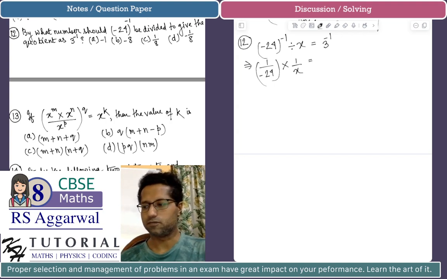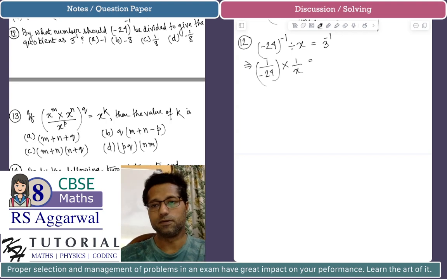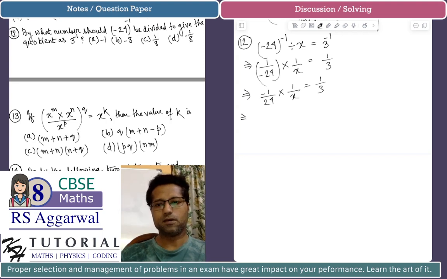3 raised to the power minus 1 means reciprocal of 3, that is 1 by 3. So this implies that 1 by minus 24, you can convert it into standard form, that is make the denominator positive, and it becomes minus 1 by 24 multiplied by 1 by x equals 1 by 3. From here, how do we get x? First, let's find out what is 1 by x. 1 by x will be equal to minus 1 by 24, its multiplicative inverse multiplied by 1 by 3.